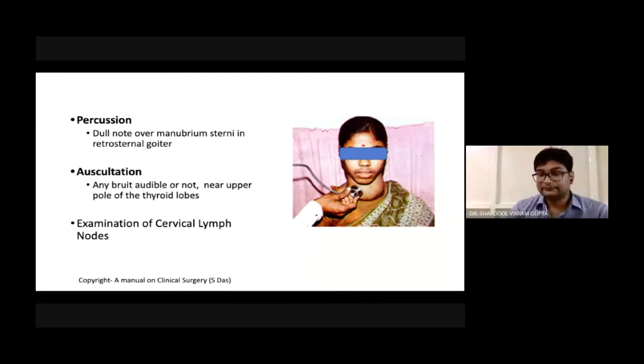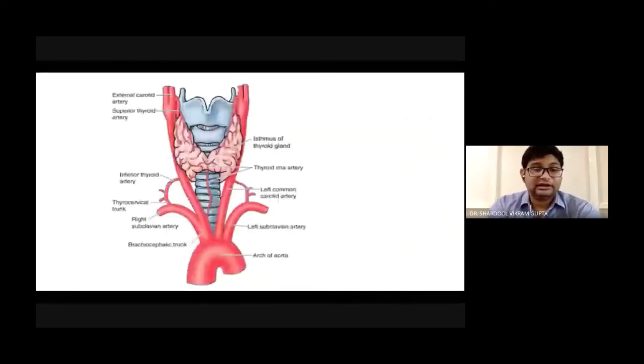Why? Rahul Singh has rightly commented, the superior thyroid artery is superficial. As you can see in this diagram, the inferior thyroid artery is deep. Though it has a larger caliber, it is deep. So bruit will be more appreciable in the superior thyroid artery location. Are you getting my point? Let me know in the comment box. Okay, so this point is clear.